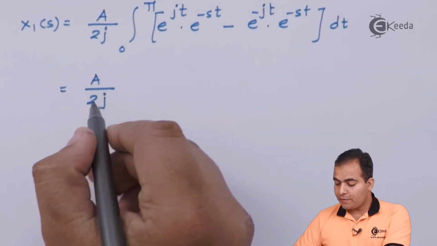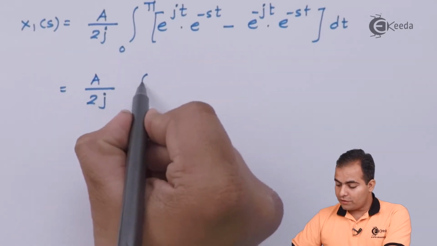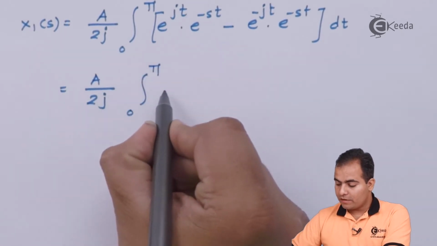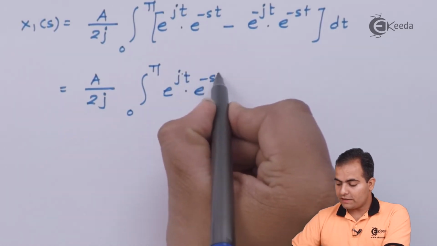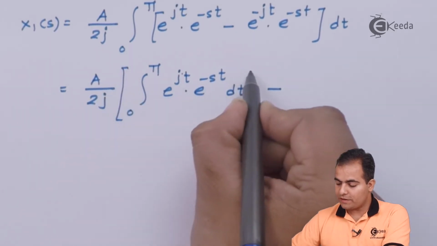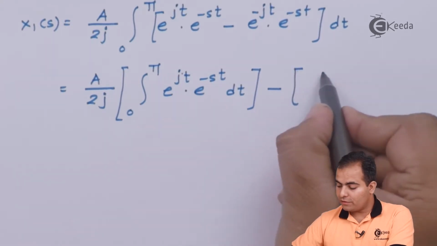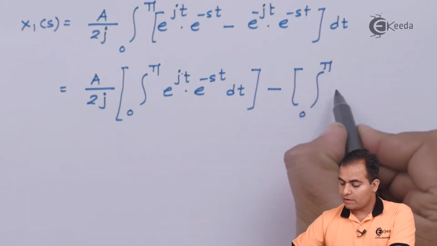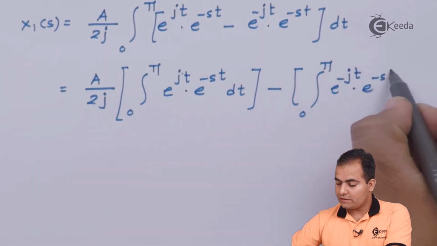The next part is A upon 2j. We are going to apply the integration limits on both parts separately. So this is going to be the integral from 0 to pi of e to the power jt into e to the power minus st dt, minus, this is our first part, and in the next part, again the integral from 0 to pi of e to the power minus jt e to the power minus st dt.